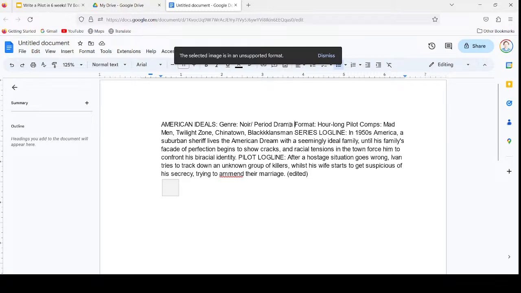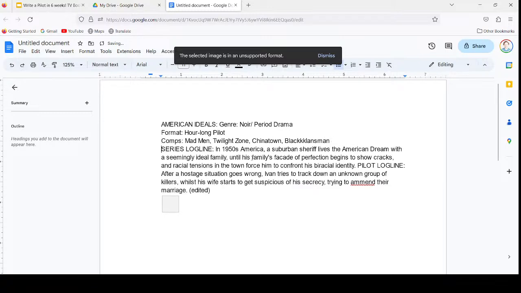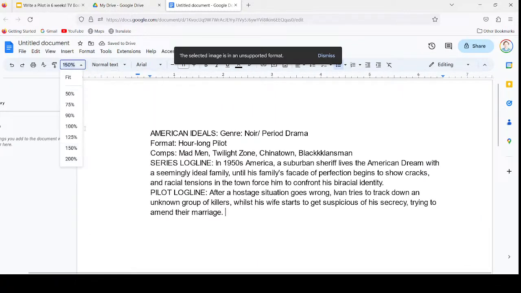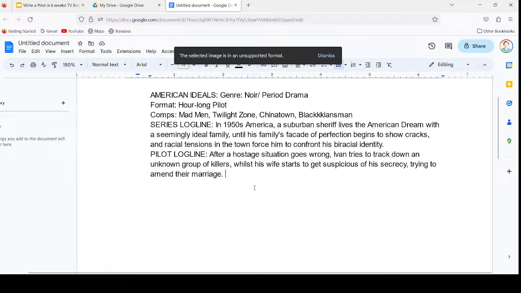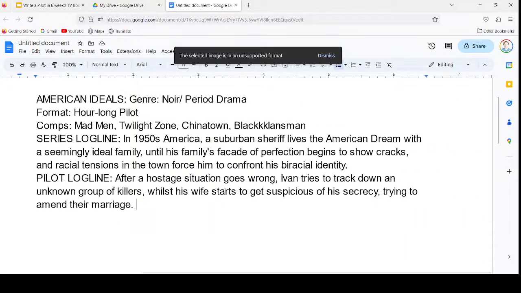Yeah. Okay. So, it's the genre, it's a noir period drama. It's an hour-long pilot, and the comps are like Mad Men, Twilight Zone, Chinatown, and BlacKkKlansman. And the series logline is, in 1950s America, a suburban sheriff lives the American dream with a seemingly ideal family until his family's facade of perfection begins to show cracks, and racial tensions in the town force him to confront his biracial identity. And the pilot logline is, after a hostage situation goes wrong, Ivan tries to track down an unknown group of killers, whilst his wife starts to get suspicious of his secrecy, trying to amend their marriage.